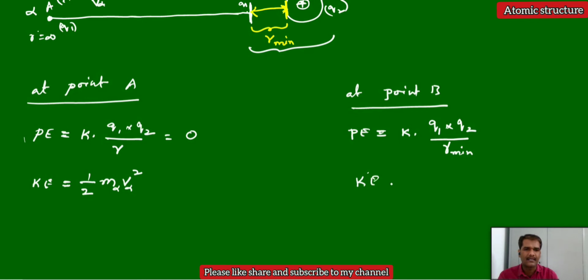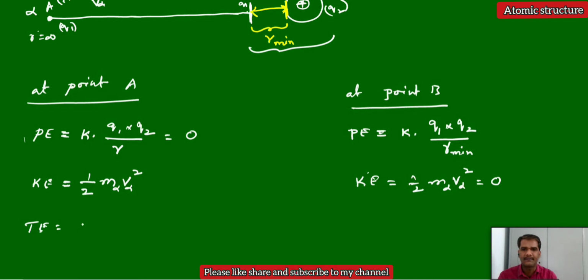Similarly, you calculate the kinetic energy, half m alpha v alpha square. But what is the velocity of the alpha particle at point B? It is completely 0, so the overall kinetic energy is 0. So at point A we have some amount of kinetic energy, and at point B we have some amount of potential energy. But what is the total energy at point A?